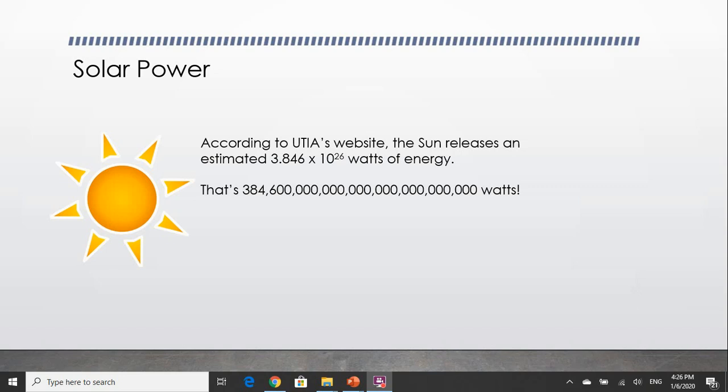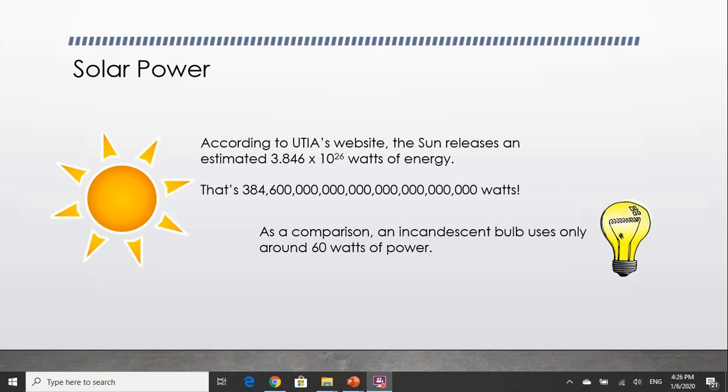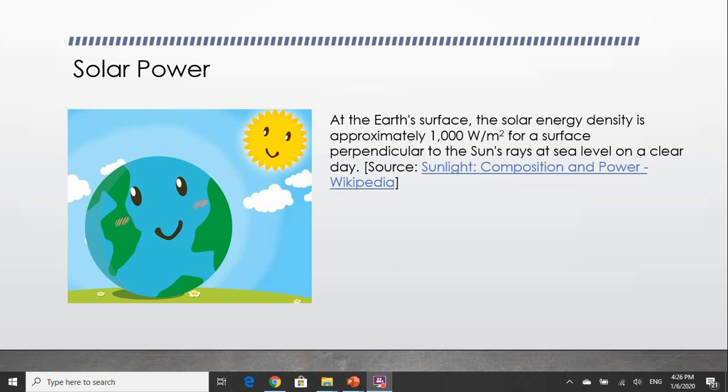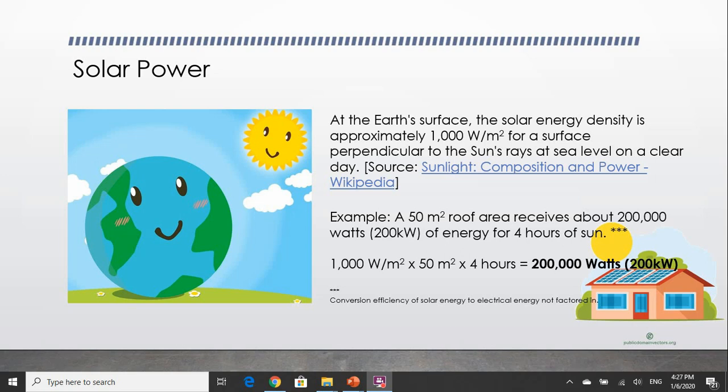So compare that to an incandescent bulb, which uses only 60 watts or 100 watts. So that's quite a lot of power that's in the sun. At the Earth's surface, the solar energy density is approximately around 1000 watts per square meter. So imagine this, if you have a roof area of about 50 square meters and 4 hours of sun exposure, the amount of energy received by your roof is around 200,000 watt-hours or 200 kilowatt-hours.